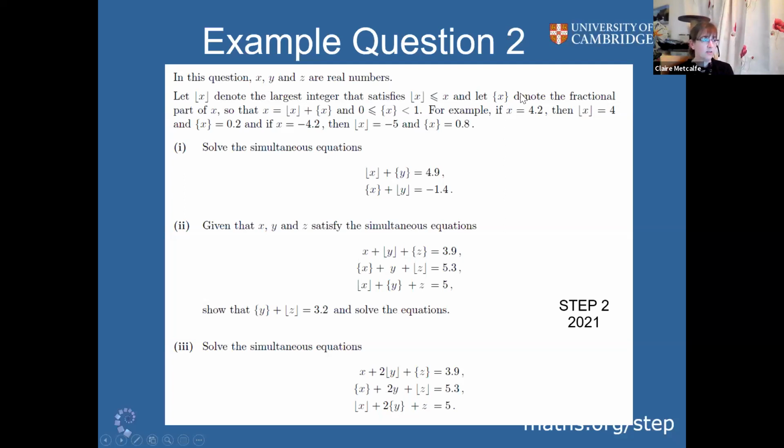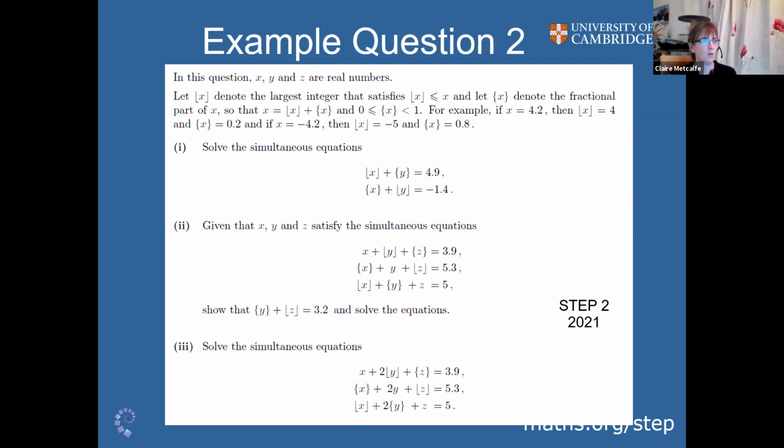Okay, I'm going to give another example now, and a very quick break for me. This is a question from this year, STEP 2, 2021. What areas of maths do you think you'd need to answer this question? So if you could put something in the chat, have a think about it first, and as before, perhaps concentrate on part I.